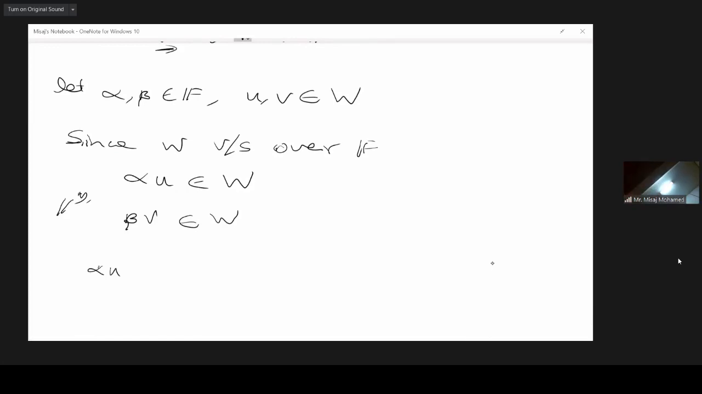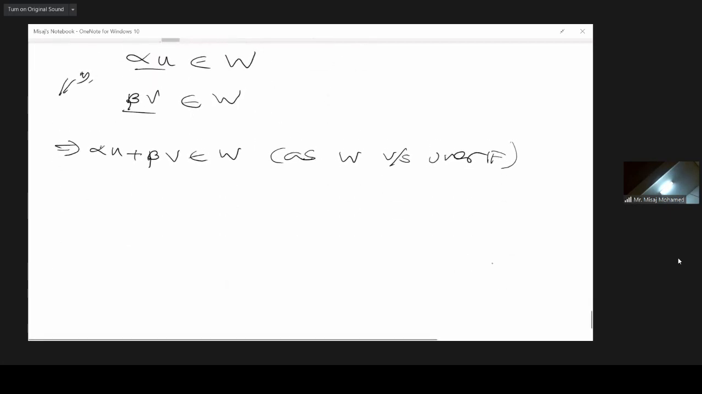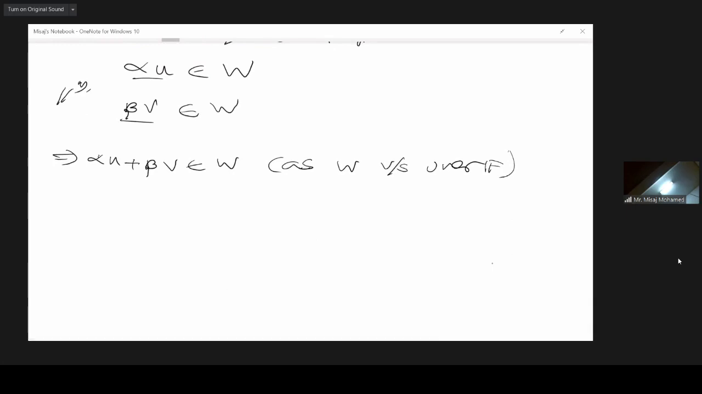Therefore, මේකත් element එකක්, alpha U plus beta V is in W as W is a vector space over F. Alpha U plus beta V is in W. Therefore, forward way is okay.